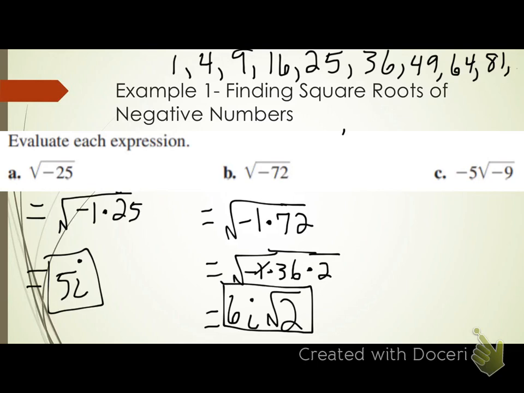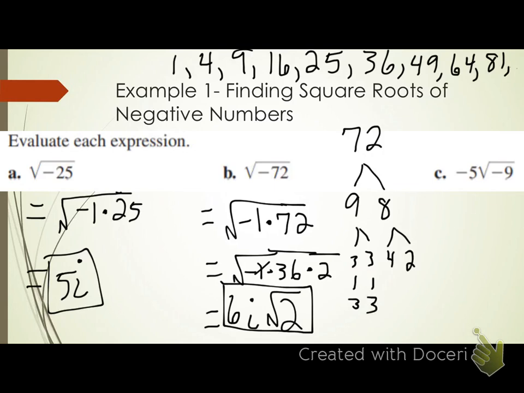We could make a factor tree of 72 and break it down. What are two numbers that multiply to give me 72? 9 and 8. What are two numbers that multiply to give me 9? 3 and 3. What about 8? 4 and 2. Is 3 a prime number? Are there any numbers that multiply to give me 3 besides 1 and 3? No.